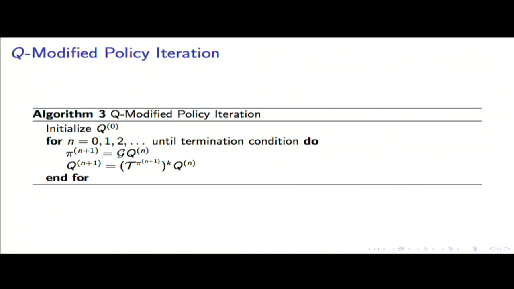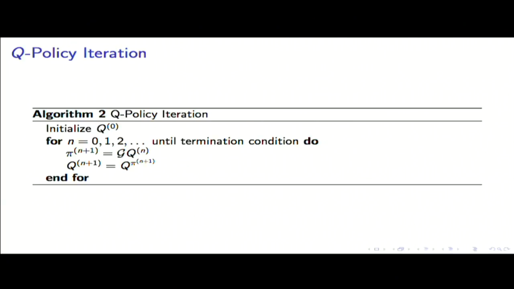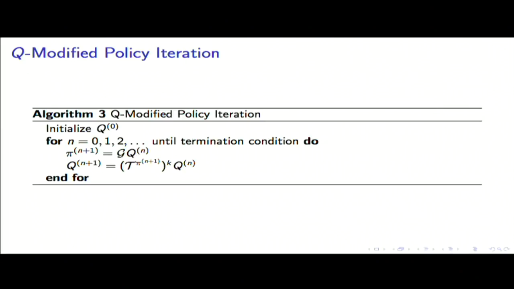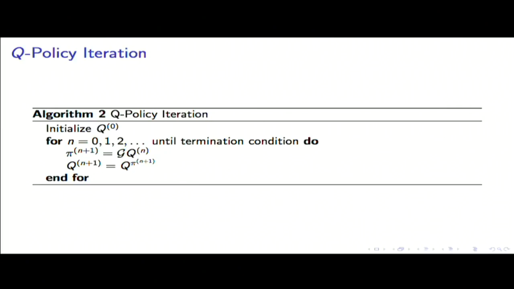Yeah. Can you explain algorithm 2 again? The policy iteration. The second step, Q assignment. What is that? Oh, this step. Algorithm 2. Oh, algorithm 2. Okay, yeah.